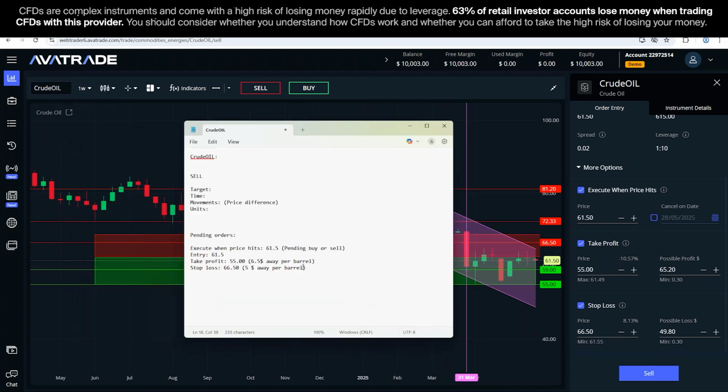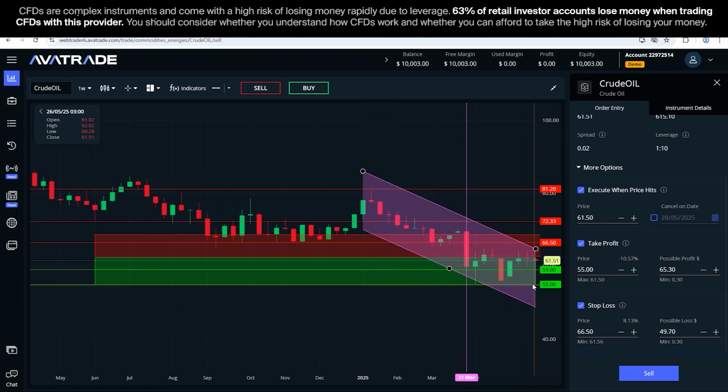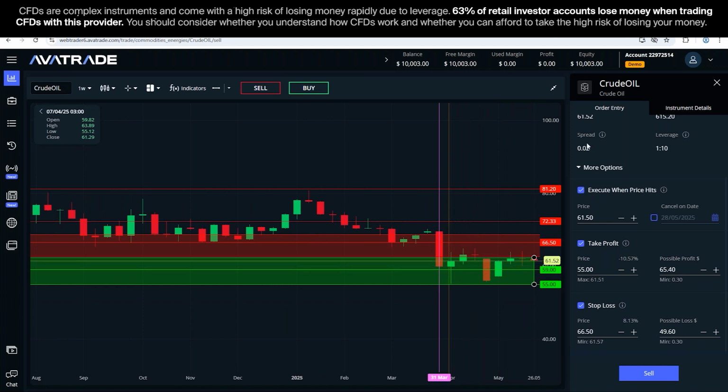Excellent, I'm happy that it makes sense. Okay, and now with this in mind, we would like to check if 55 is really a good price to aim for. We see in here that crude oil turned around on the 7th of April, and it's been more than a month and a half since then.